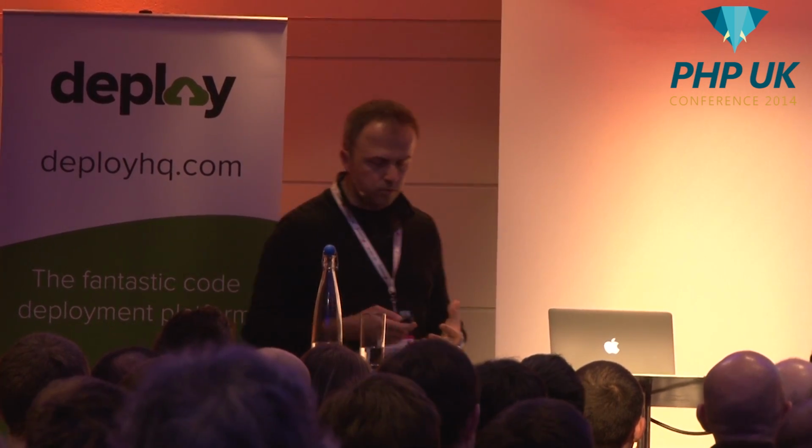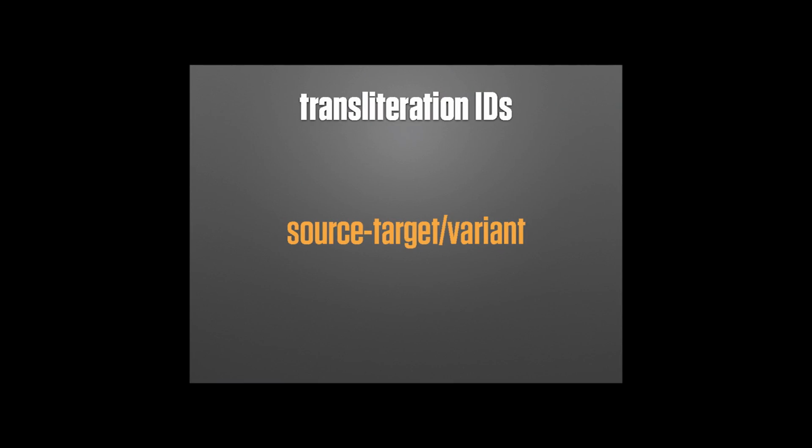Full-width/half-width for Japanese, converting code points to hex or character names, and things like that. The basic thing is that transforms can be chained together to perform a series of operations, so it's not just a one-trick pony. The basic idea is it uses transliteration IDs, where the format is source, from where you're coming, to target / variant.